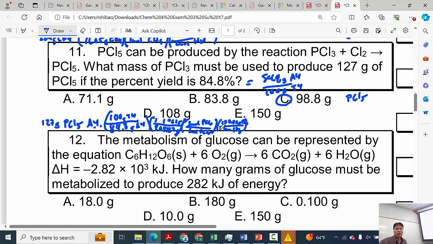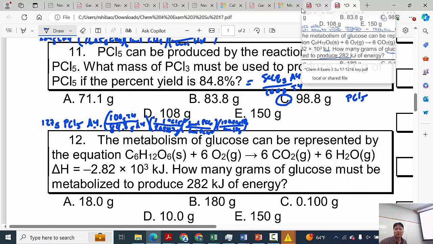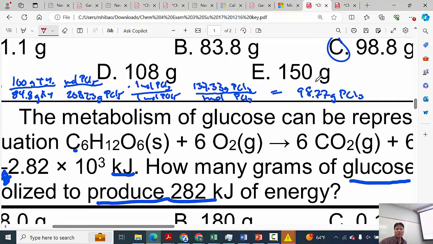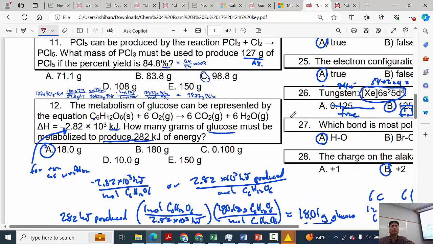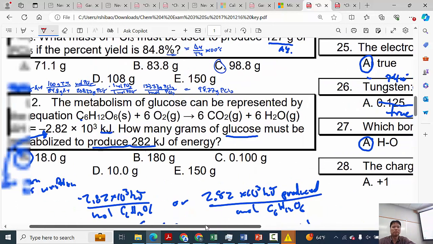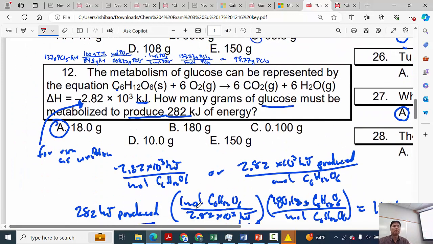Okay, let's take a look at number 12. Actually, I'm running out of time here. So we'll just look at this one. Here I have a little bit more space, so I didn't have to blow it up as much as I did here. But when I look at number 12, I have delta H. Is that exothermic or endothermic?